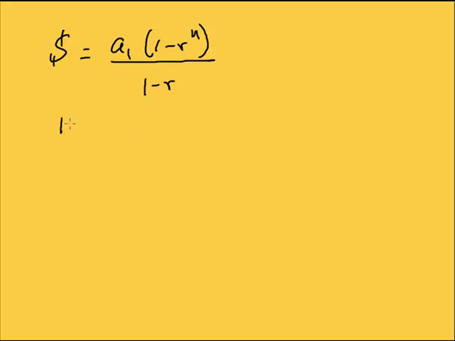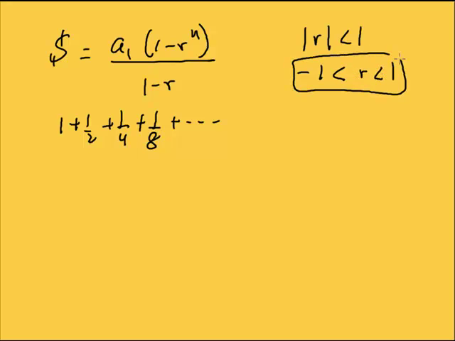Let's say I have 1 plus 1 half plus 1 fourth plus 1 eighth, so on and so forth. I'm multiplying each time by a number that is less than 1. Now it could be negative, but as long as it's less than 1, it's going to get smaller and smaller and smaller. So if the absolute value of r is less than 1, which means it's between 1 and negative 1, then you can add up an infinite number of terms and come up with a finite solution.